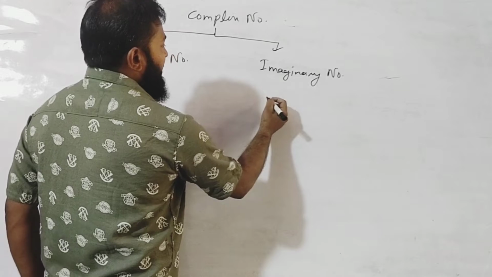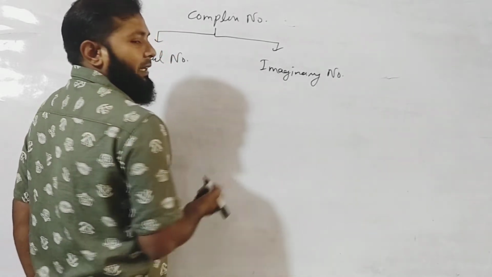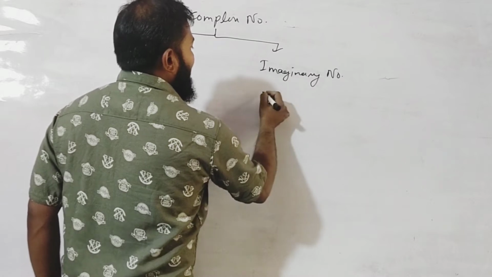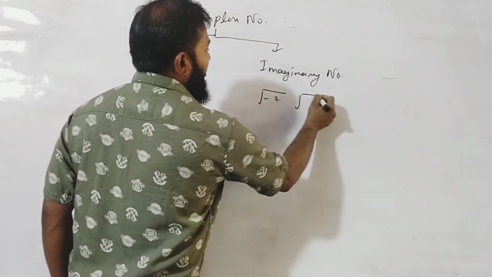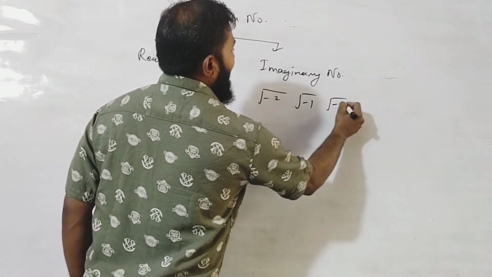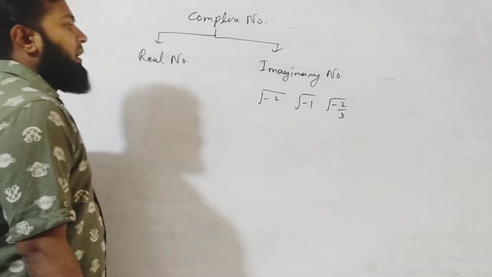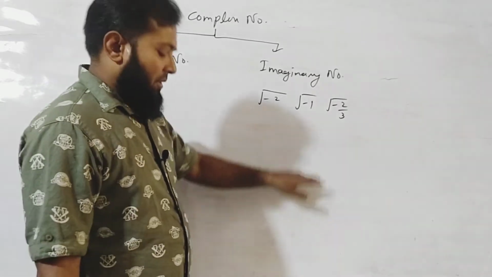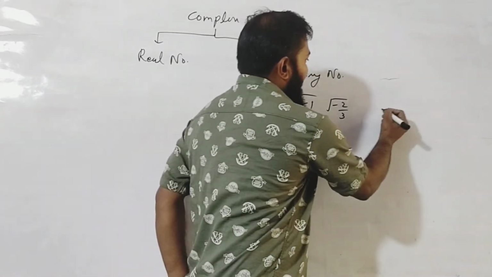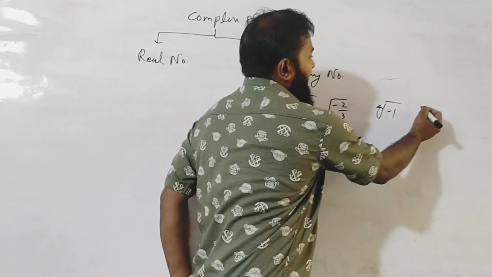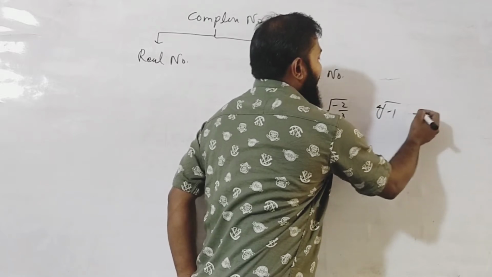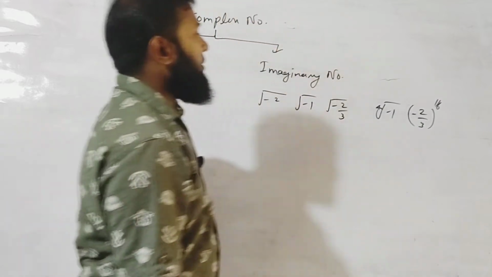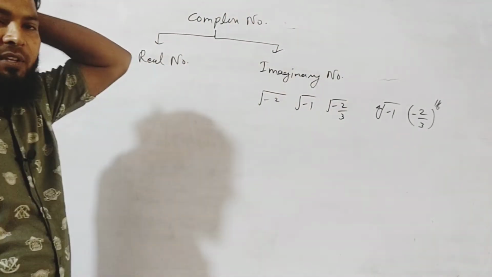An even root of a negative integer or negative number, like square root of minus 2, square root of minus 1, square root of minus 2 by 3, okay, these all numbers are imaginary numbers. Even root, it means fourth root of minus 1, fourth root of minus 2 by 3, sixth root of minus 2 by 3. These all numbers are imaginary.